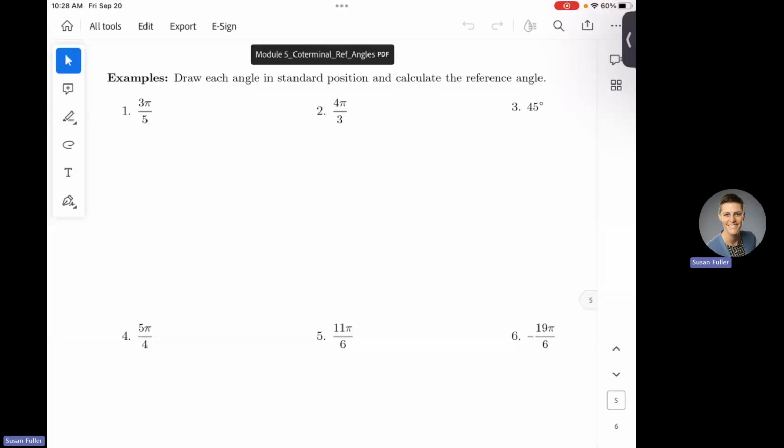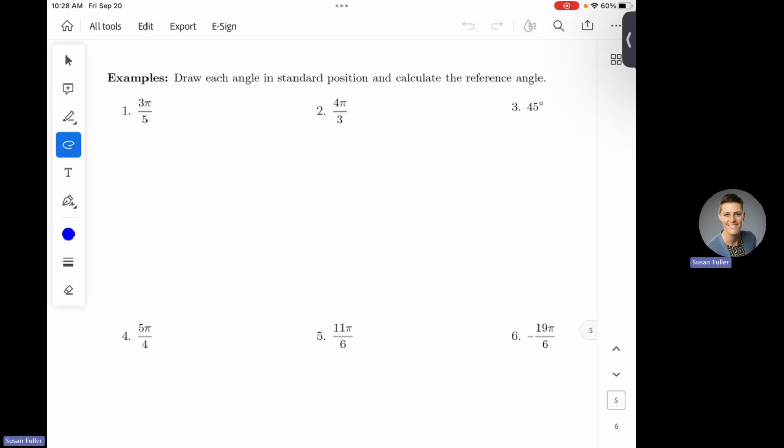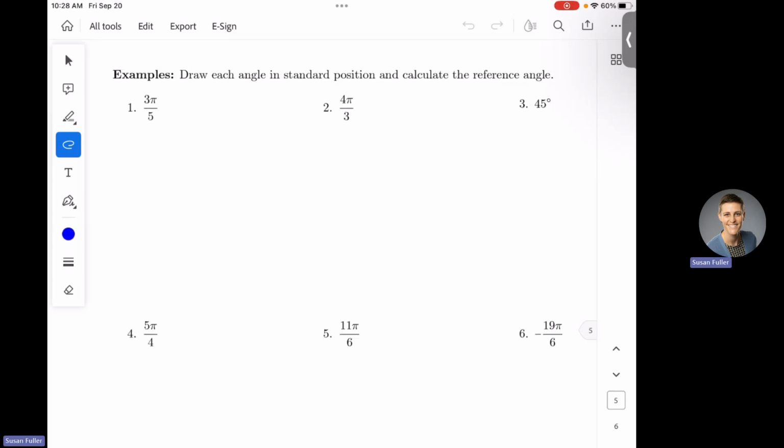Hello, everyone. I wanted to do a few more examples of finding reference angles. This can be kind of a confusing topic, and we didn't have enough time in class to do a lot of these, so I wanted you to have some more examples. All right, so let's work through number one here.